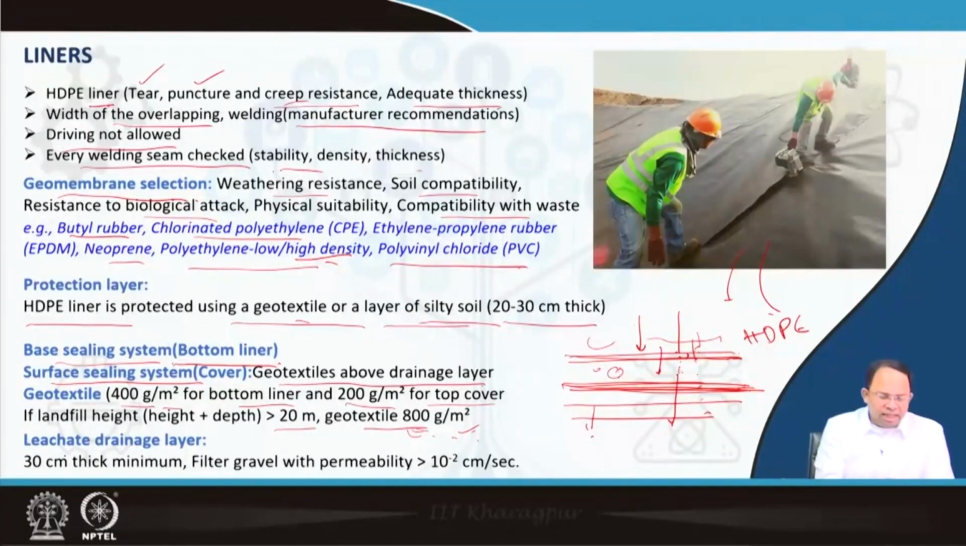Then the leachate drainage layer is actually 30 centimeter thick minimum, and filter gravel with permeability greater than 10 to the power minus 2 centimeter per second is utilized to fill up this drainage layer. So above the liner we have the drainage layer.